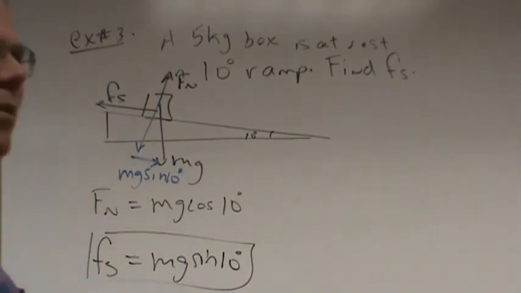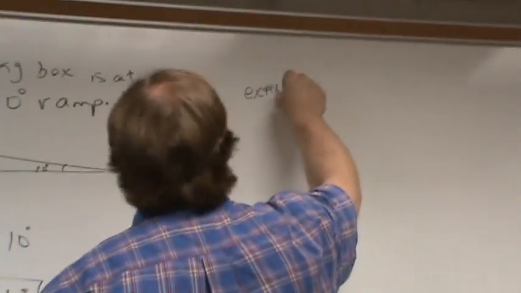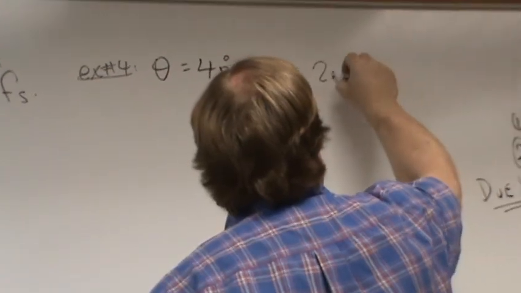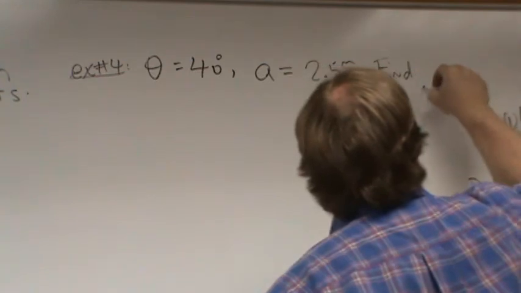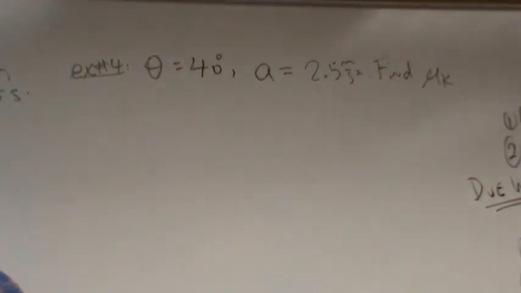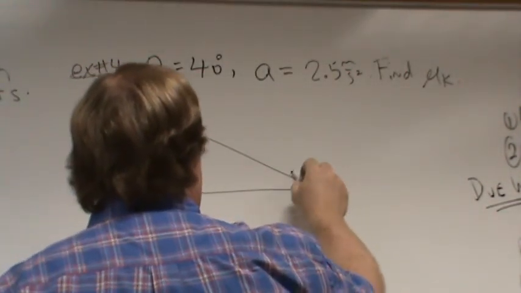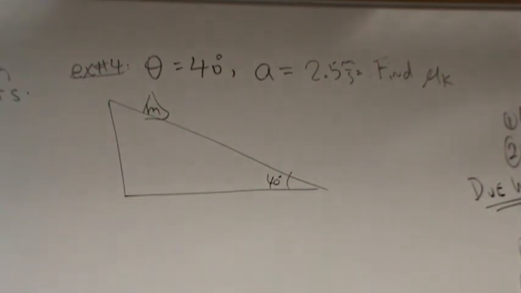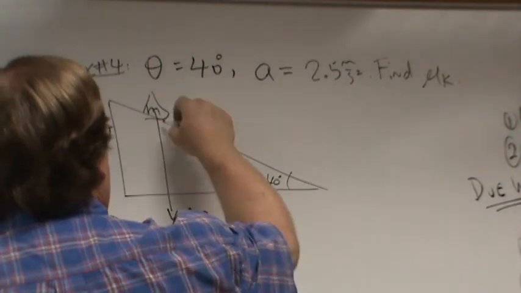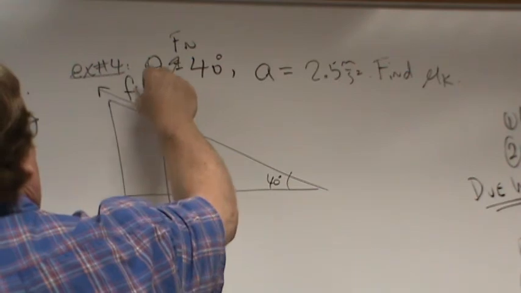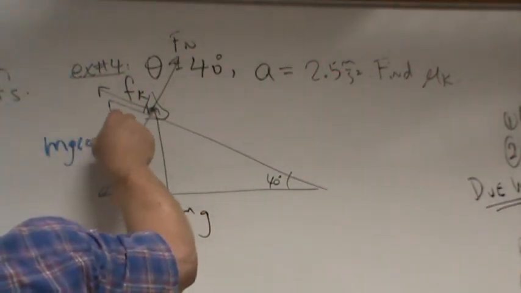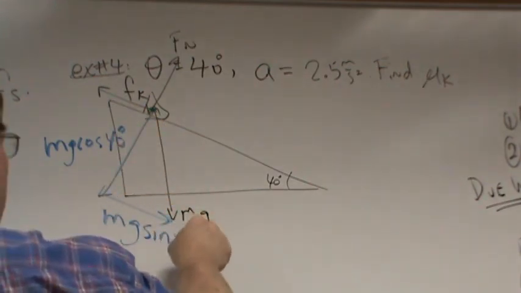Okay, hey, there's one more type of problem I need to make sure you can do, and that's this. What if I told you that the angle is 40 degrees and the acceleration down the ramp is 2.5 meters per second squared? Find the coefficient of kinetic friction. So I've got a 40-degree angle. I've got this mass, and it's going to accelerate down the ramp at 2.5. What would you recommend I do? Well, I hate to be a broken record, but free body diagram. You got mg, you got normal force, and you got kinetic friction force. You got mg cosine of 40 degrees, and you got mg sine of 40 degrees.